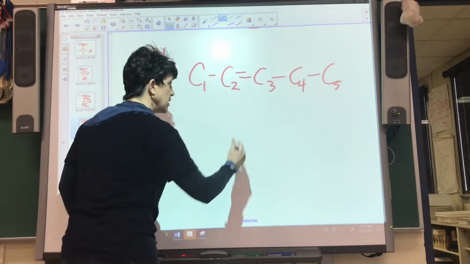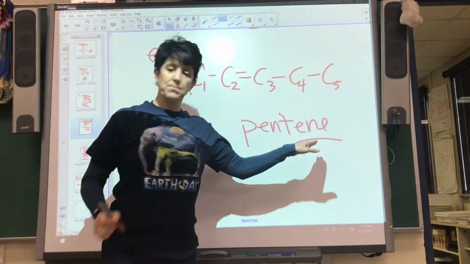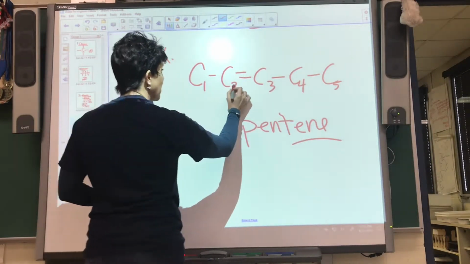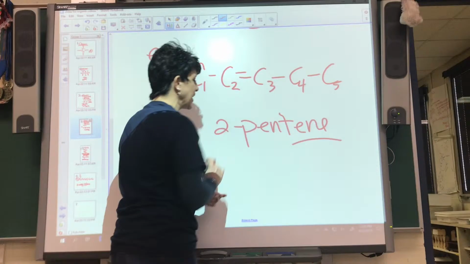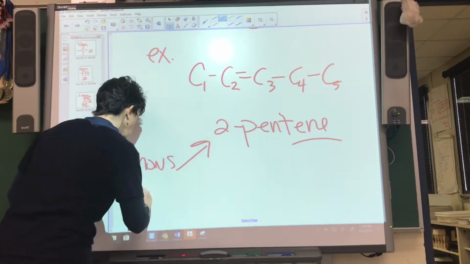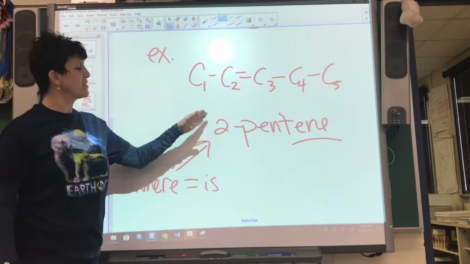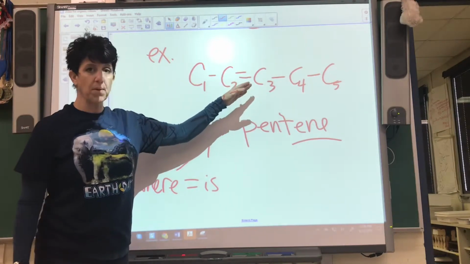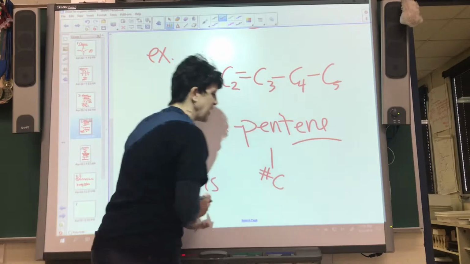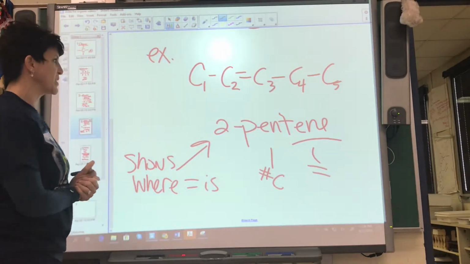All right. So, pentene. Ene is going to be my ending because it's an alkene. And then the double bond comes after the second carbon. So this shows where the double bond is. It always is the carbon before the double bond. All right? And pent tells me the number of carbons in the longest chain. And ene tells me there's going to be a double bond.